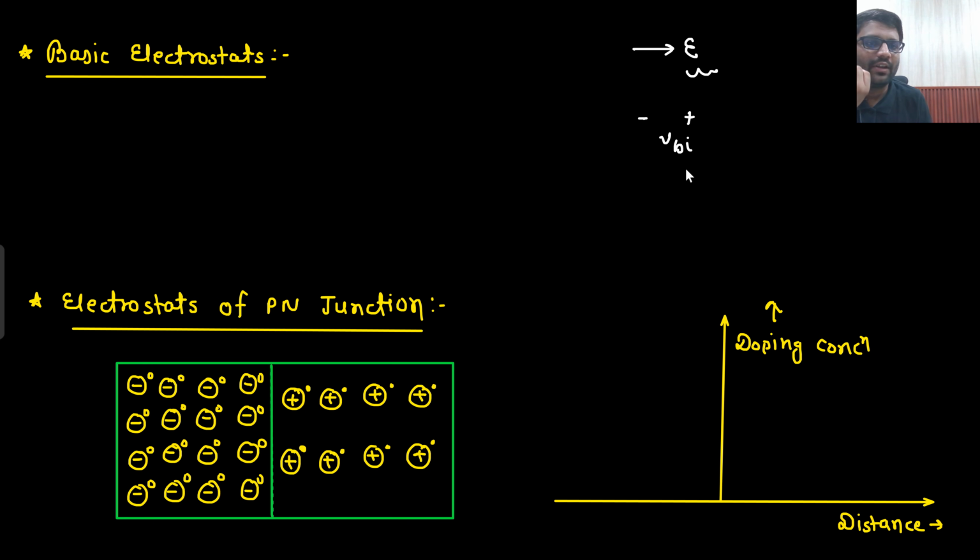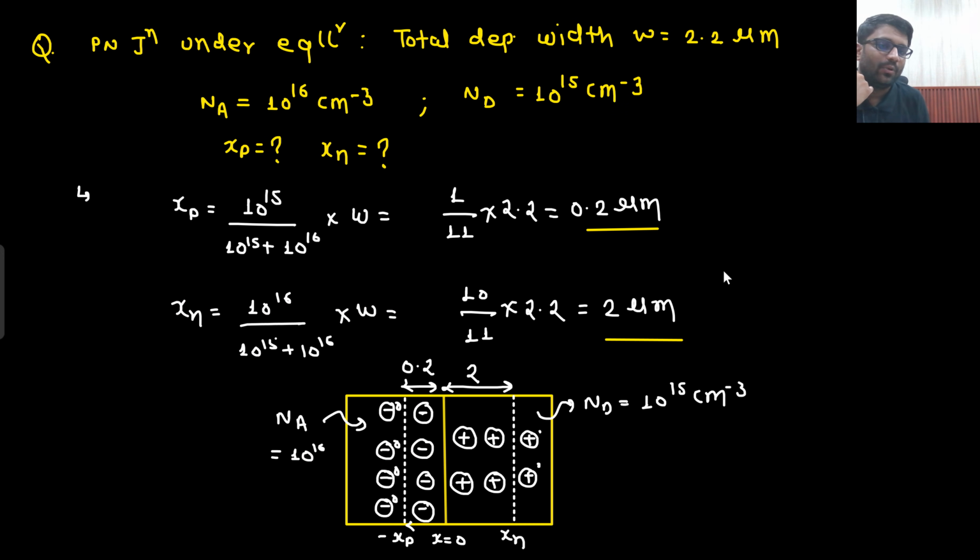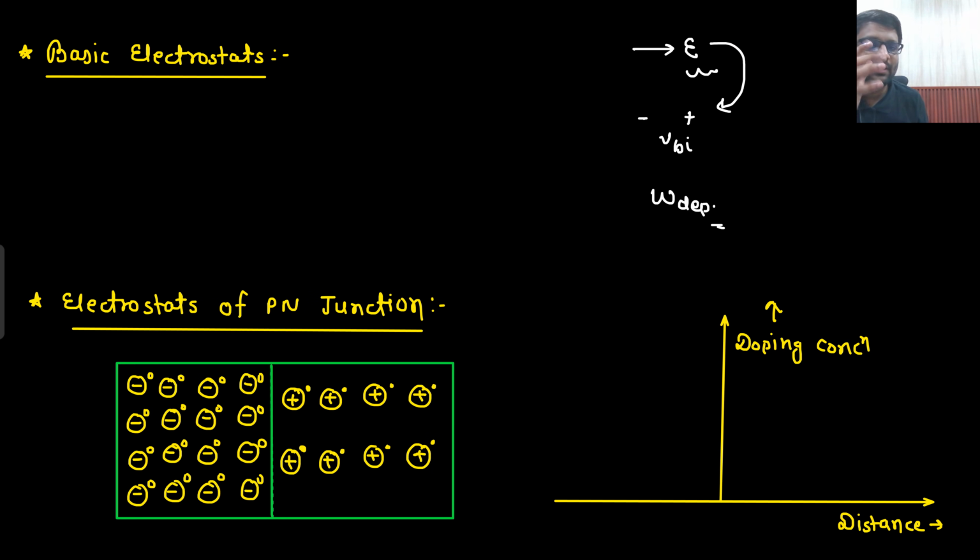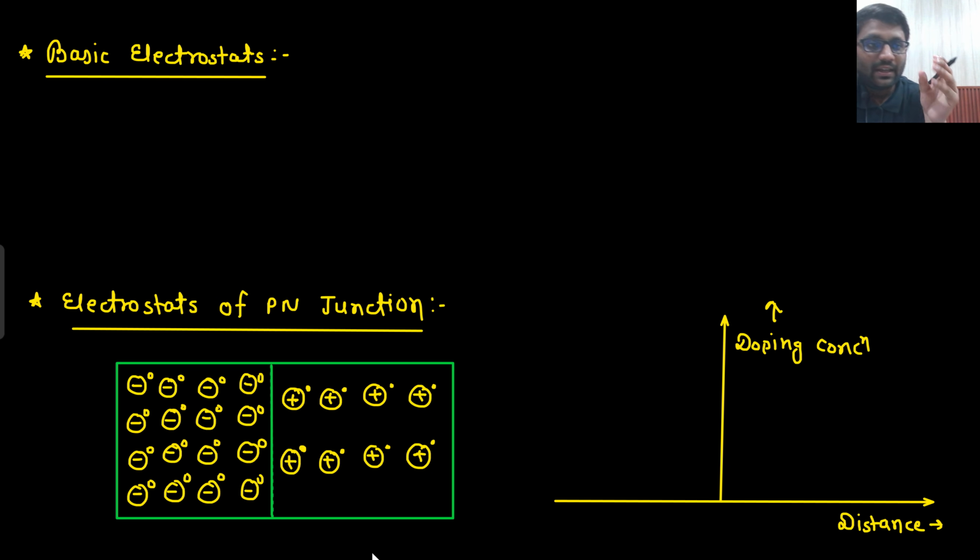Built-in potential we have already found out, but in terms of electric field, what will be the expression? That also I need to find out. The depletion width formula, that also I need to find out. This W that I am putting up here, the value was given as 2.2 micrometer, so this value also I need to find out. So some mathematics is required, some electrostatics is required. So now we are going to see the electrostatics of the PN junction under equilibrium.